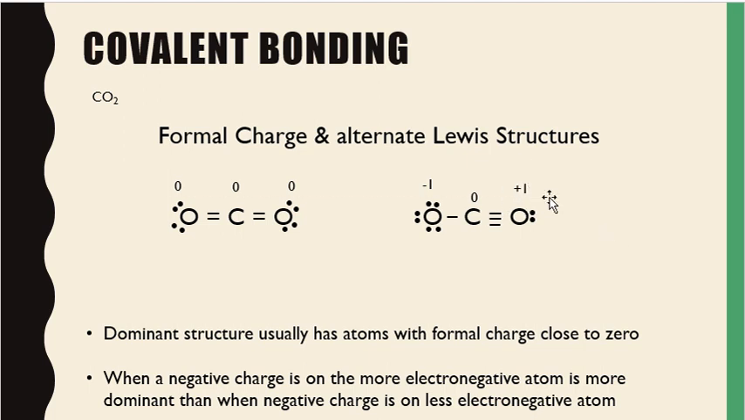So when we're looking at these, again, they're not real charges, but they help us figure out which one is the dominant structure. Again, we look for the ones that have a formal charge close to 0. Well, the formal charge on all of these atoms is 0. This is our dominant structure.